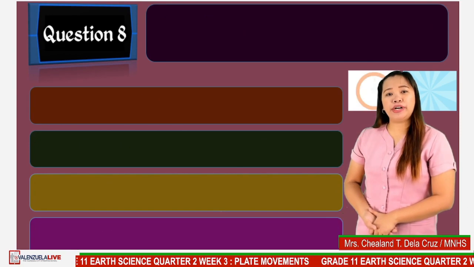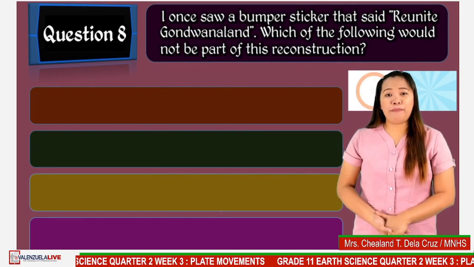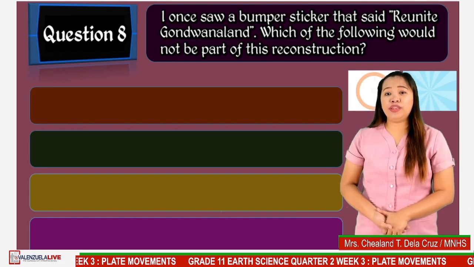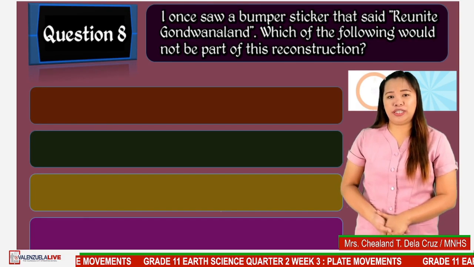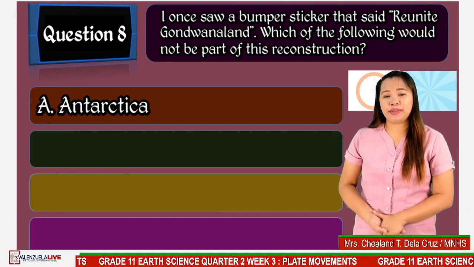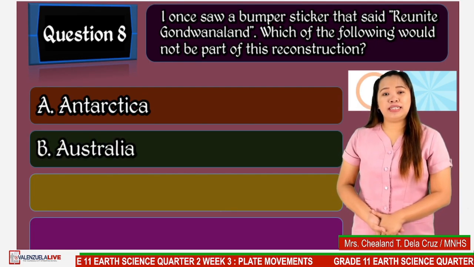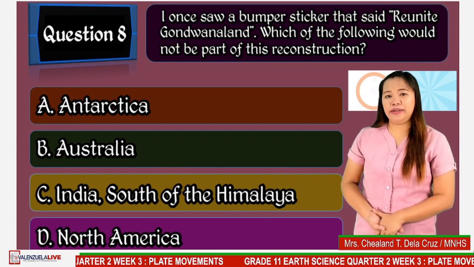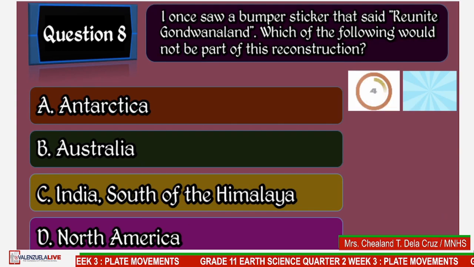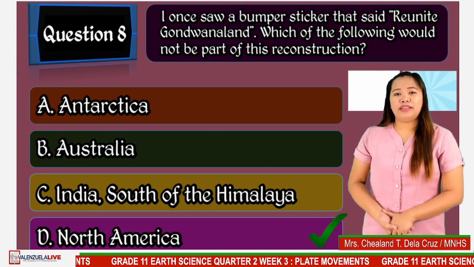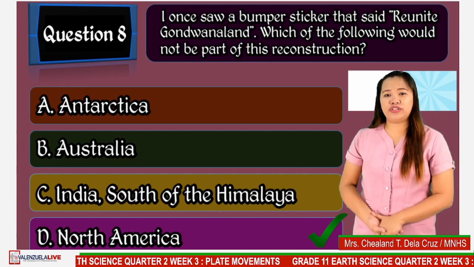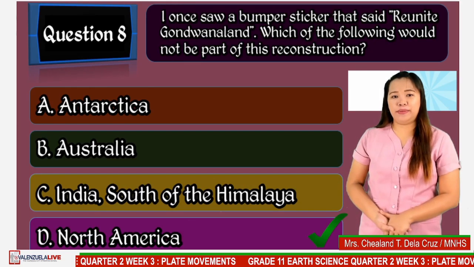Question number 8. I once saw a bumper sticker that said Reunite Gondwanaland. Which of the following would not be part of this reconstruction? A. Antarctica. B. Australia. C. India south of the Himalaya. D. North America. The correct answer is letter D, because North America is part of the large northern continent called Laurasia.